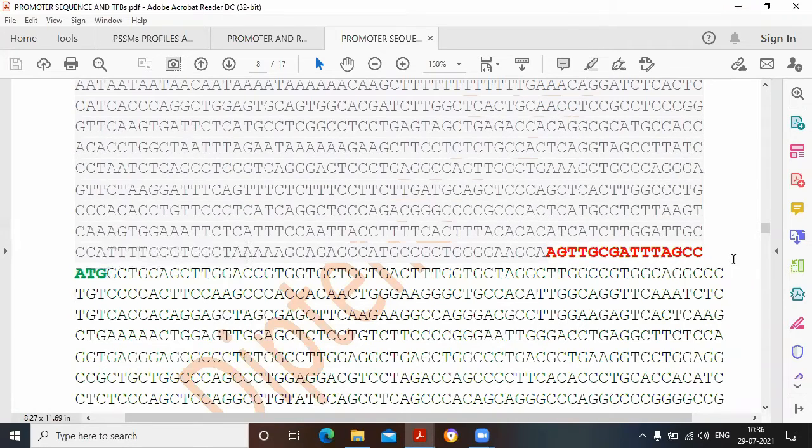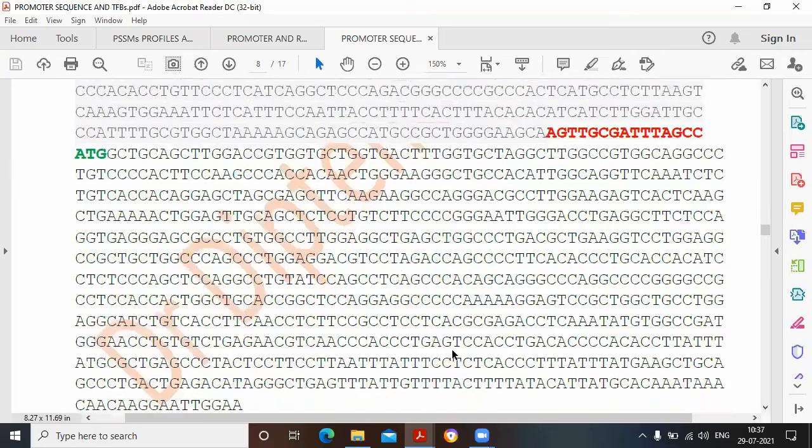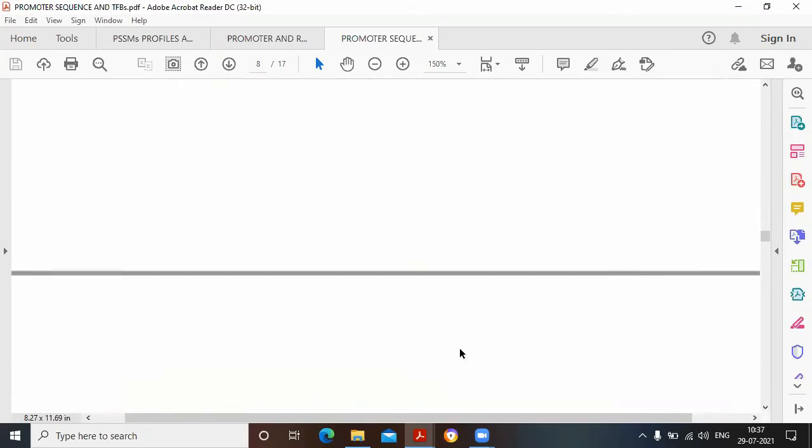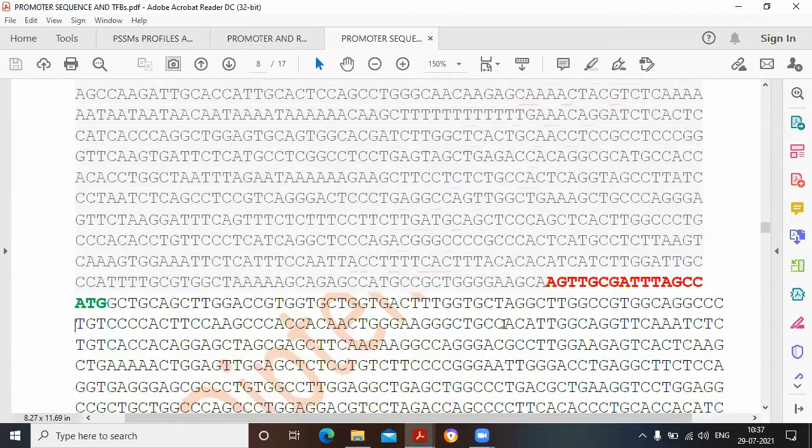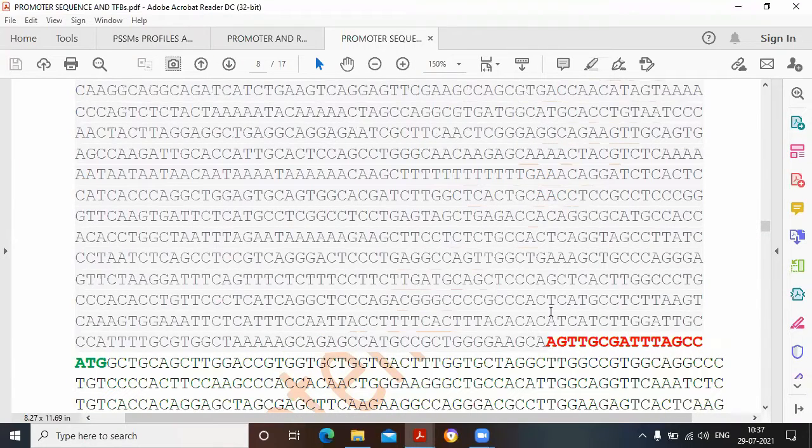Got it? Now, as the concept we are having, the -10 or -35 region, especially the -35 region, if you wanted to find out exactly the TATA part if it is present or not. So now this is the starting part, this is the upstream. If we go back, definitely if you are reaching the -35 region, you will be getting some kind of consensus alphabet, and that consensus alphabet is your promoter region.